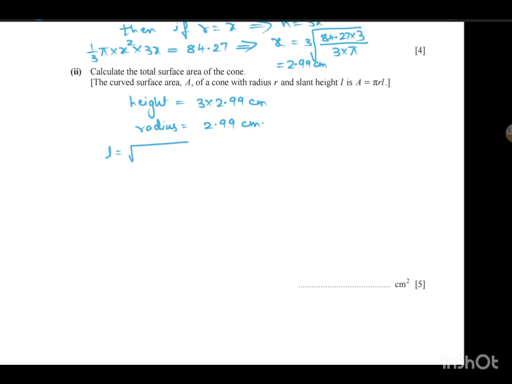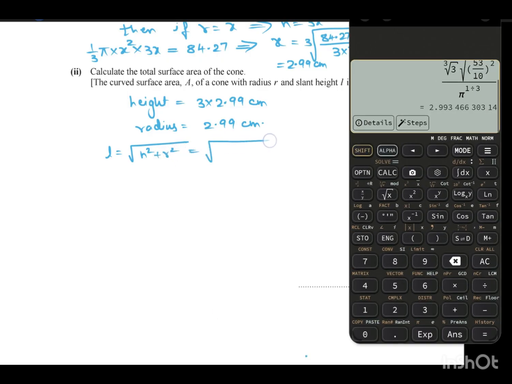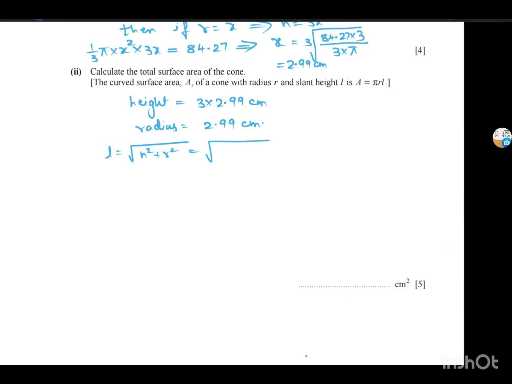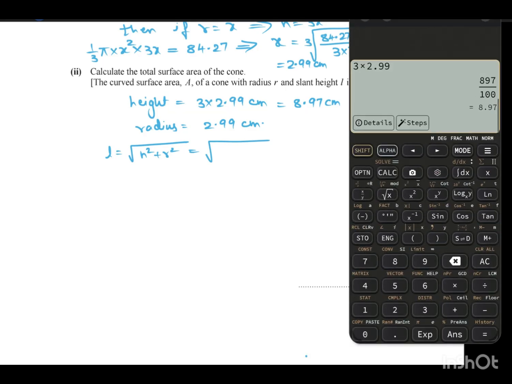l is equal to square root of h square plus r square. Substitute the values. 3 into 2.99 will be 8.97. So write down this 8.97 centimeter. Now h square is 8.97 square plus, wait, let me take the square root, I forgot that. 8.97 square plus 2.99 square, 9.455.